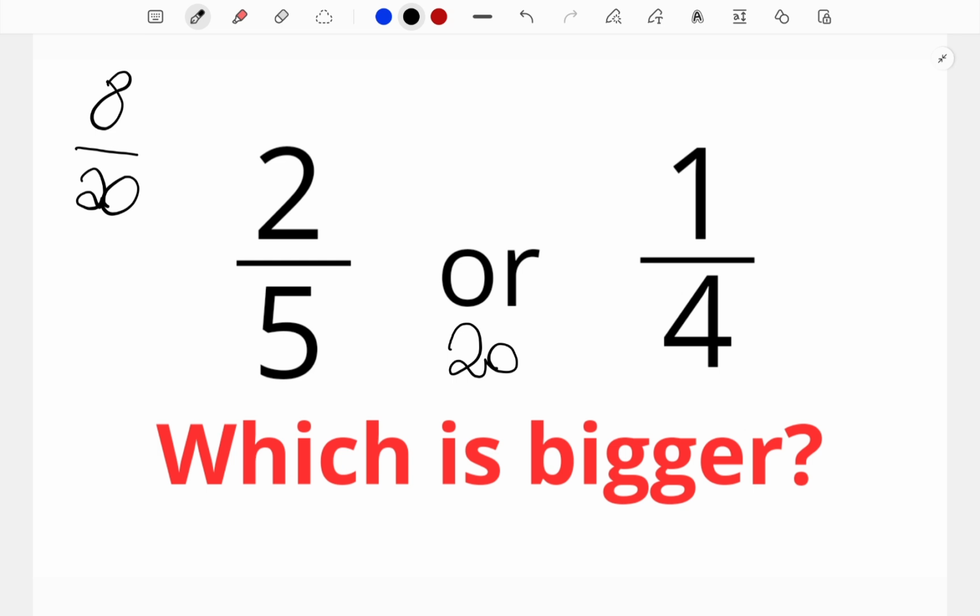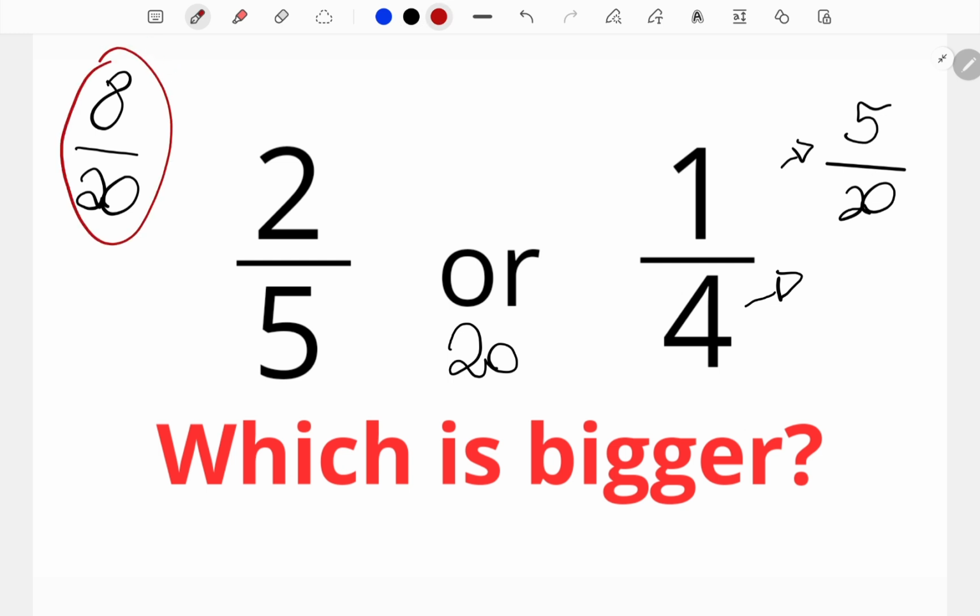We multiply both the numerator and the denominator by 5. So, 1 times 5 equals 5, and 4 times 5 equals 20. Therefore, 1/4 equals 5/20. Now that both fractions have the same denominator, we can compare them directly.